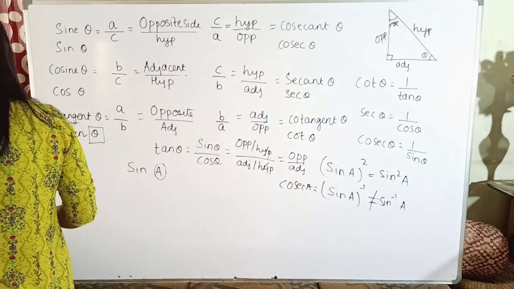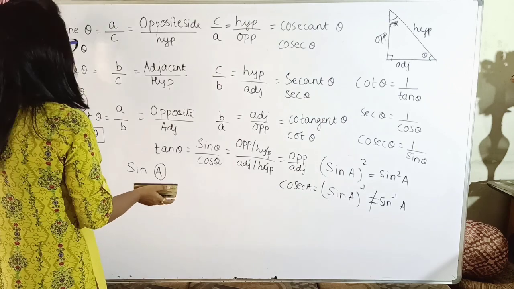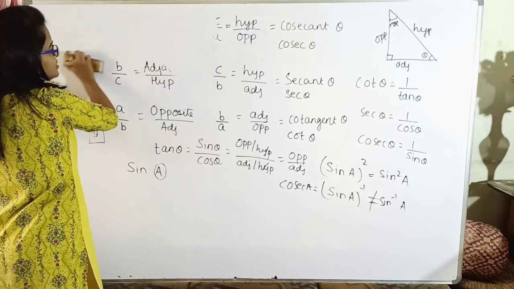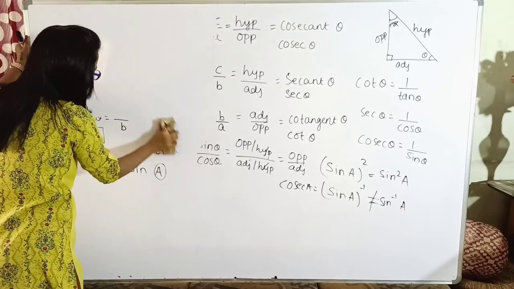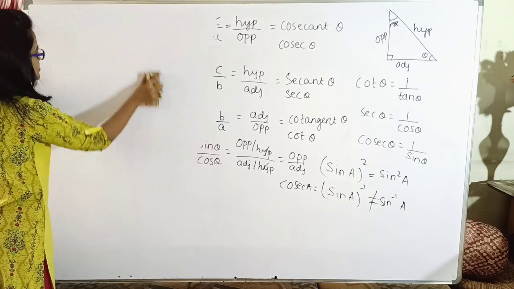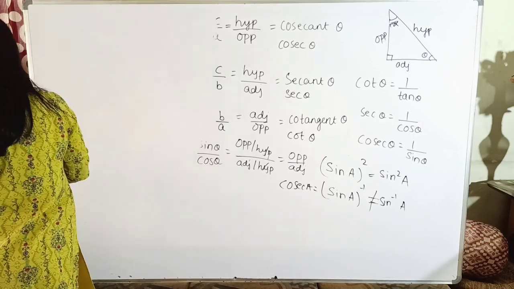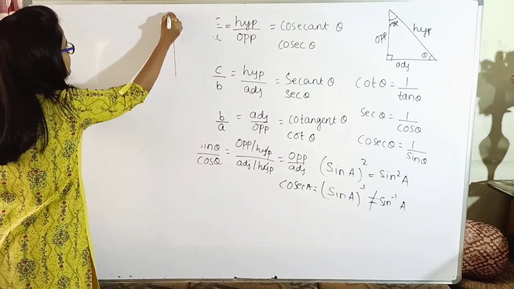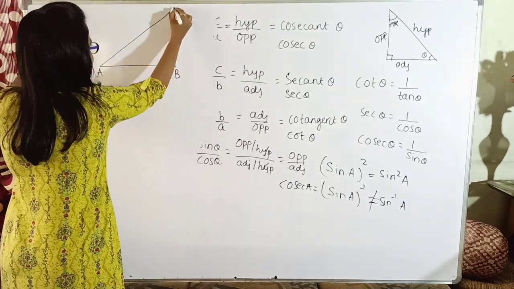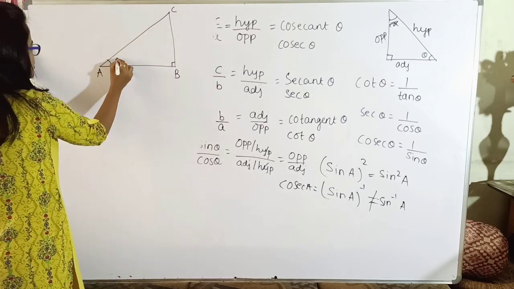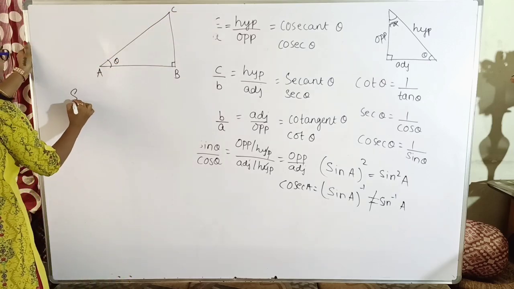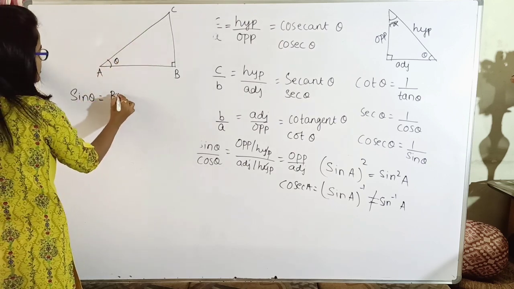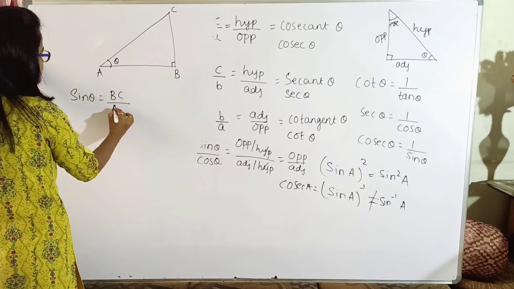Yes. Now the next thing is, will the value of theta be different if there are two different triangles? For example, let us take one triangle as ABC. So this is my triangle, which is a right angle triangle, and suppose this is my theta. So what will be sine theta? It will be opposite upon hypotenuse. So opposite is BC, upon hypotenuse which is AC.